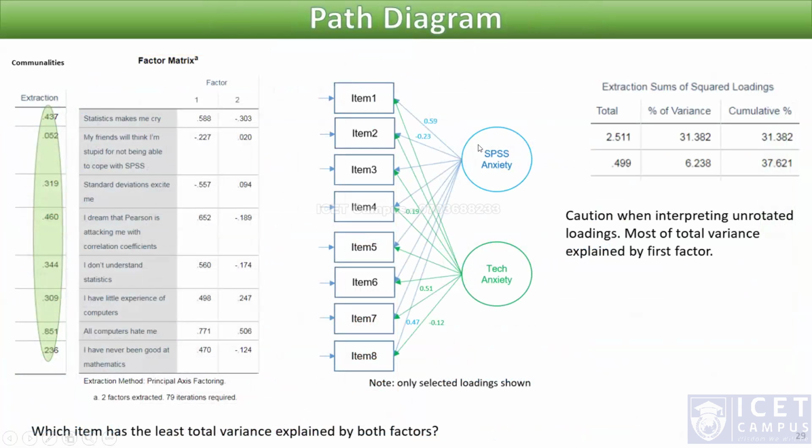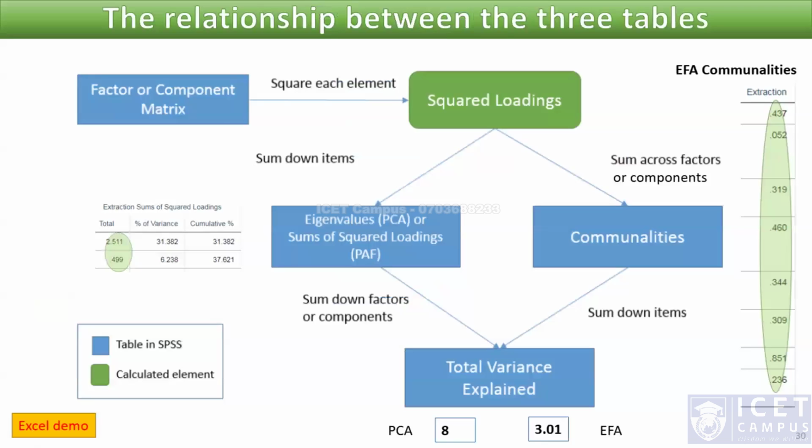Right, the path diagram. Here, after taking these eigenvalues, you found that there are two things, that is SPSS anxiety and tech anxiety. So you can create these variables because these are latent variables. We can't take these variables directly. The relationship between the three tables: principal component analysis, communalities, and total variance explained. So what are the relationships there?